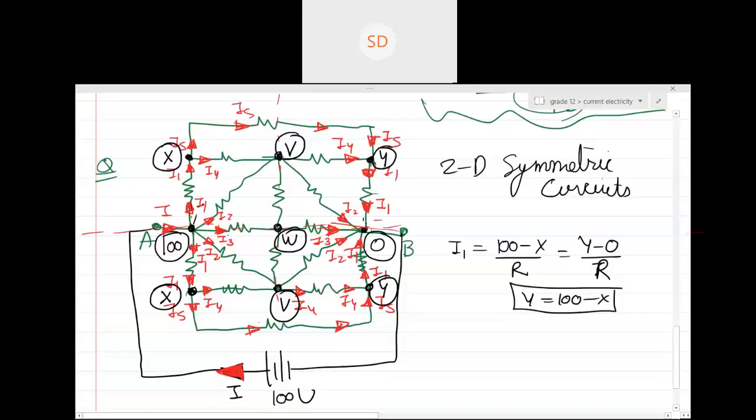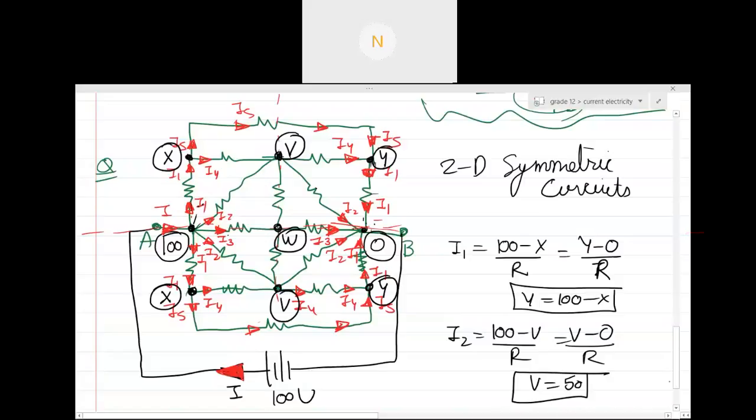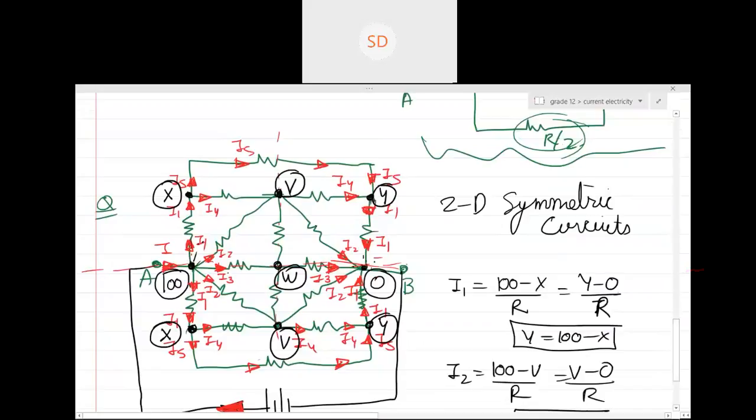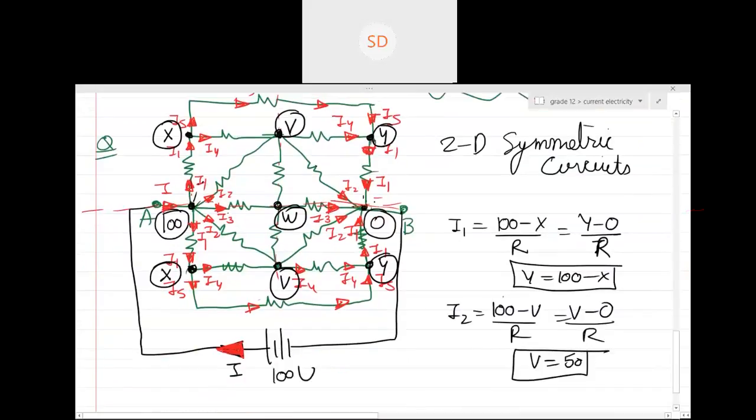Now, what about I2? Can you see I2 is basically 100 minus V and V minus V. Yes or no? I2 is 100 minus V. Can you see I2 current was going from 100 to V and I2 current was returning from V to 0, right? Yes or no, guys? So from here, can you see V is basically equal to 50? You can solve 100 minus V equals V minus 0. You solve, you get V equals 50.